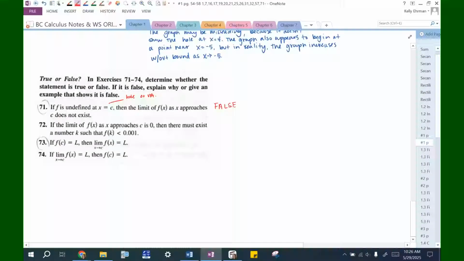So here's my counterexample. Here's a graph at c where there's a hole at c. So the limit exists. The limit as x approaches c of this f of x exists. It's just that the function is not defined right there.